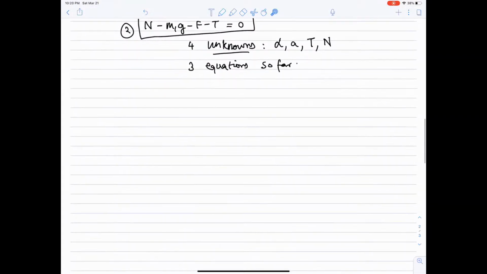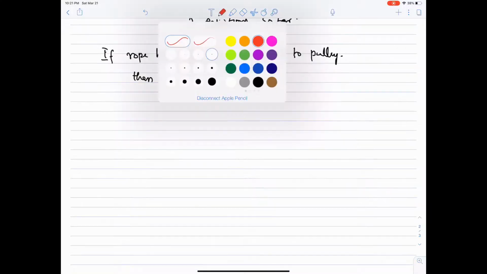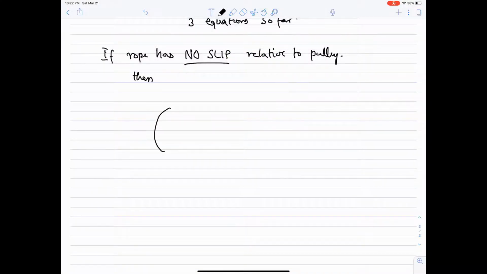if the rope has no slip relative to the pulley, then let me draw a picture of the pulley. And let's say this point is G, this point is P, and let's say we have angular velocity omega of the pulley.